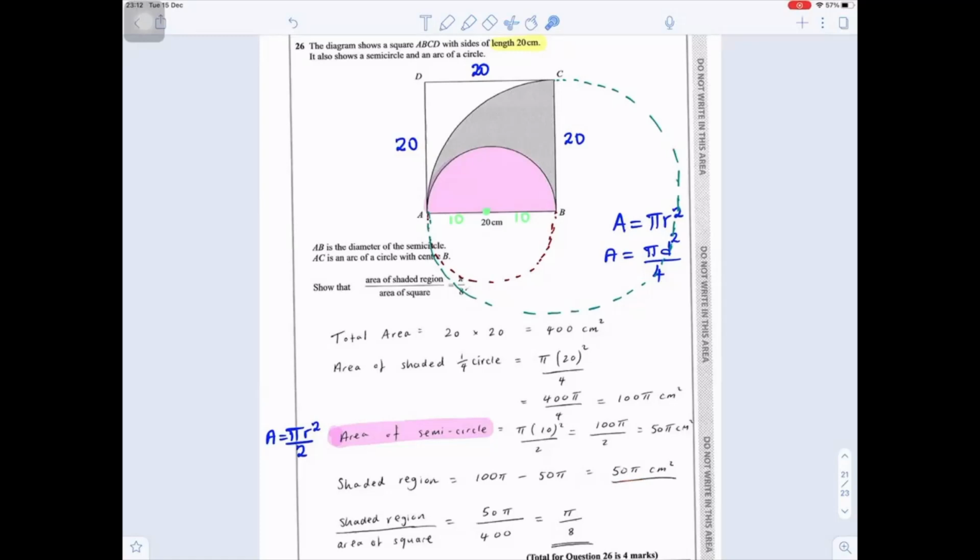Now, the ratio. The area of the shaded region is 50 pi, divided by the area of the square, which is 400. 50 divided by 400, 5 goes into 40 8 times. The zeros will cancel, so it's pi over 8.